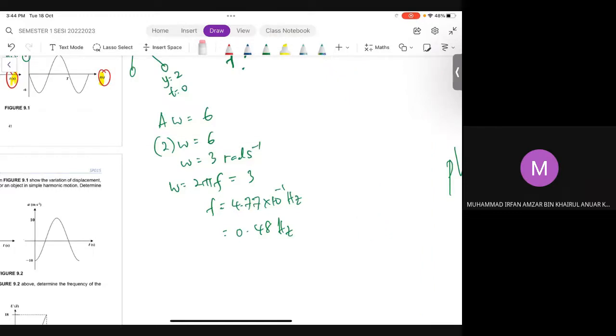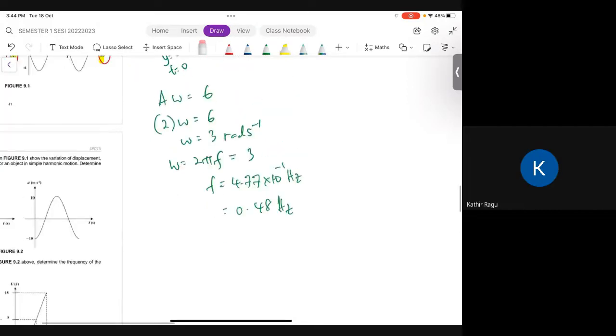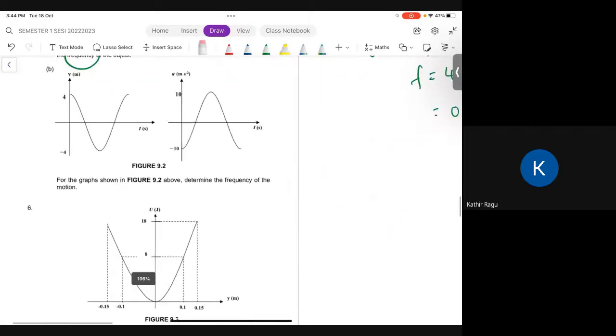Betul tak jawapan ni? Tak tahu ni, saya tak tahu ni. Saya tak tengok jawapan ni. Betul madam, betul. Okay. Alright, question number B.